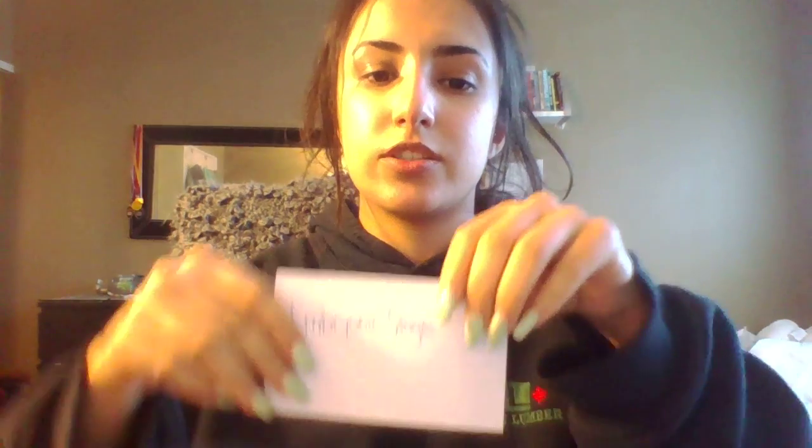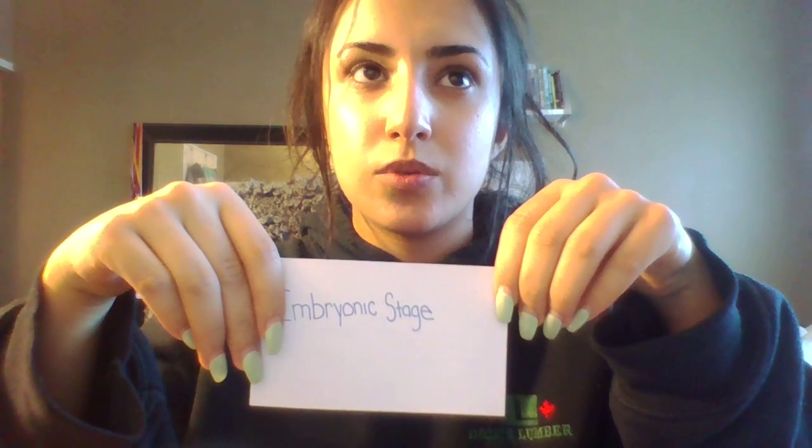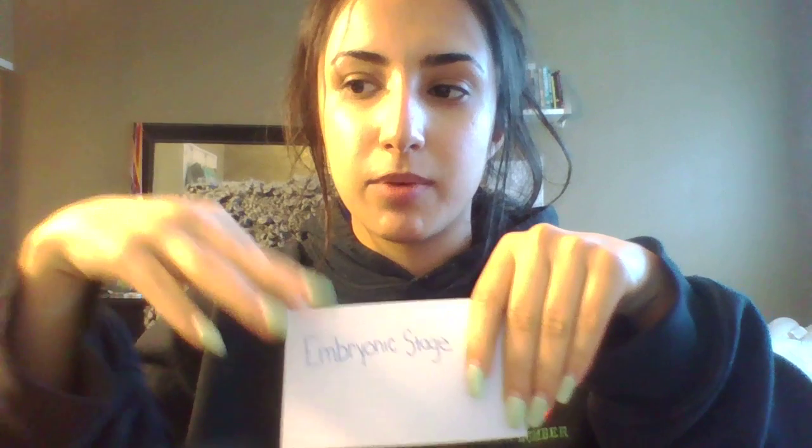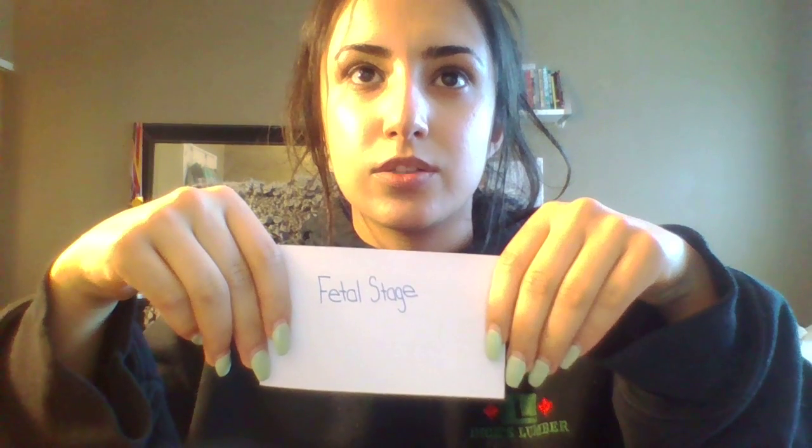Germinal stage is the first 2 weeks of prenatal development. The embryonic stage is from 2 weeks to 8 weeks in the prenatal development, and that's when they start to get body parts. The fetal stage is the 9th week until birth, and that's when they get muscles and create a skeleton.